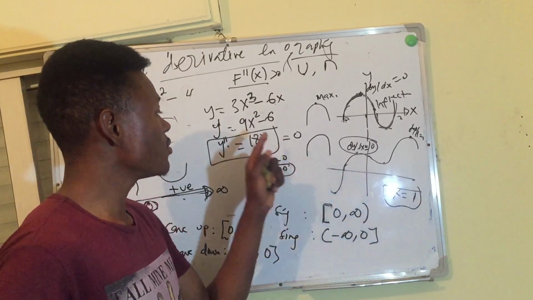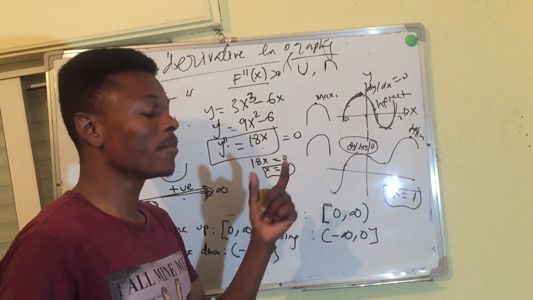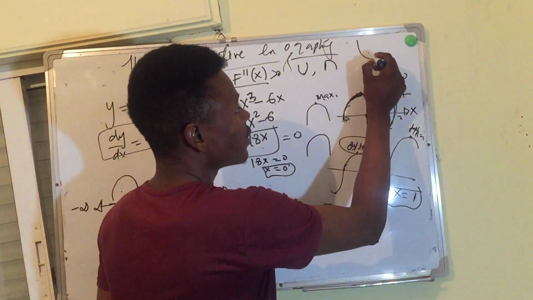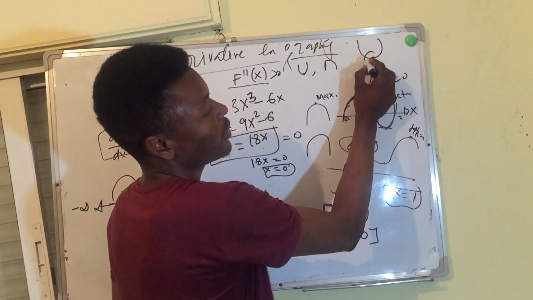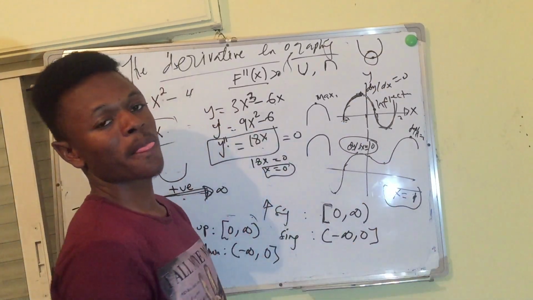Okay. Same substitution in the second derivative. 18 times 1 is 18, a positive answer. A positive answer means concave up. So with concave up, we have the relative minima. Therefore, this graph has a relative minima at x equals 1.